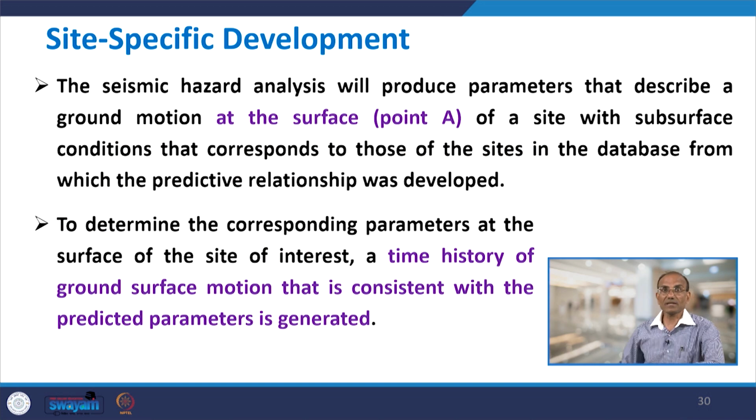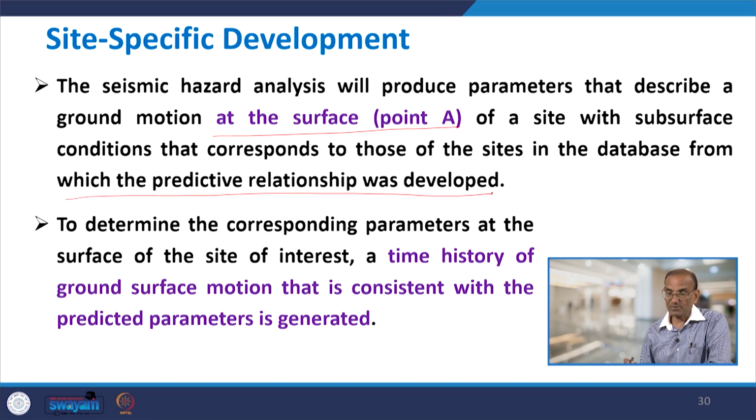The seismic hazard analysis will produce parameters that describe a ground motion at the surface, point A, of a site with subsurface conditions that correspond to those of the sites in the database from which the predictive relationship was developed. So that means the motion at point A is given, and point A is a site with subsurface conditions which correspond to those of the sites in the database available to you, where the predictive relationship between point A and B was developed. To determine the corresponding parameters at the surface of the site of interest, a time history of ground surface motion that is consistent with the predictive relationship is generated.